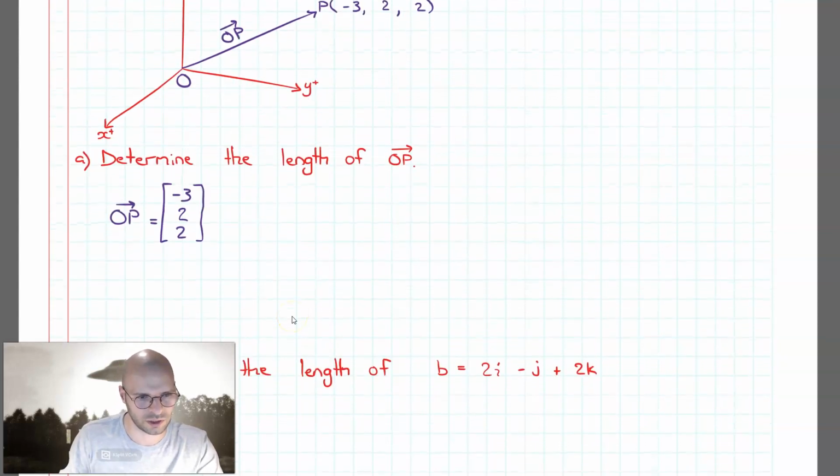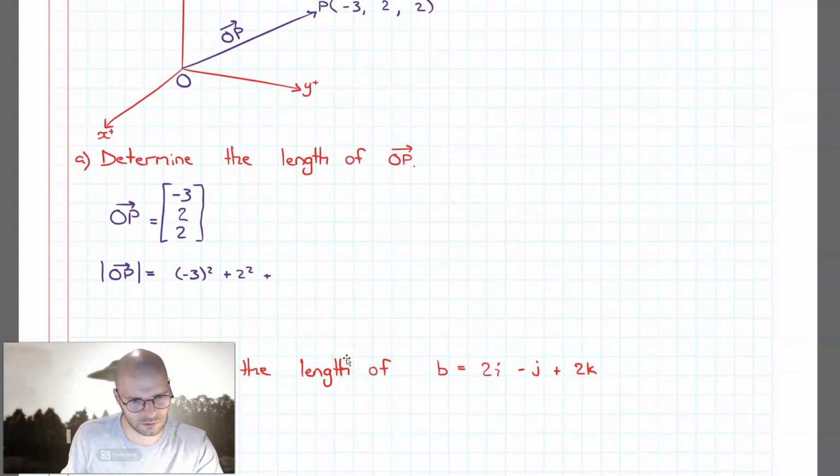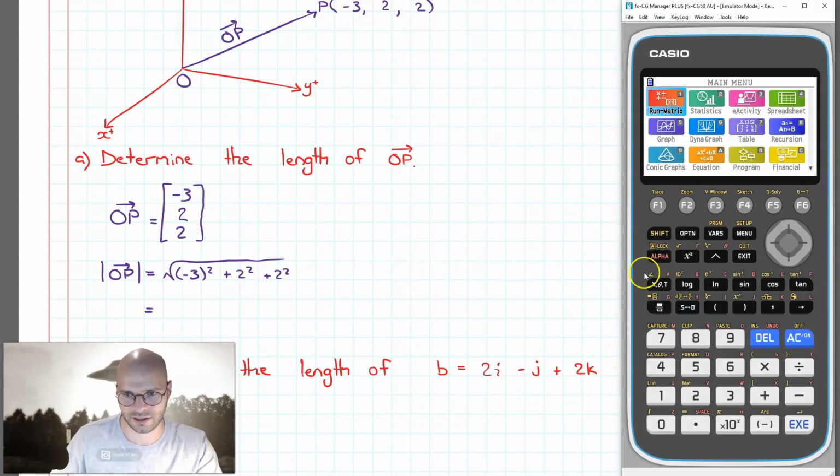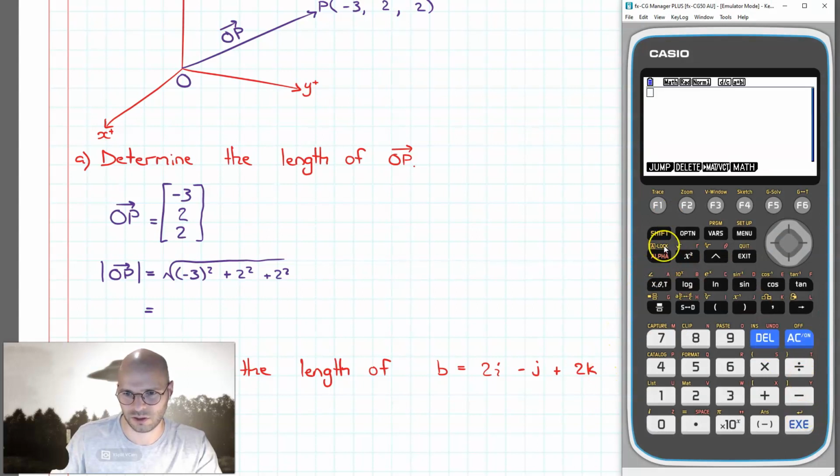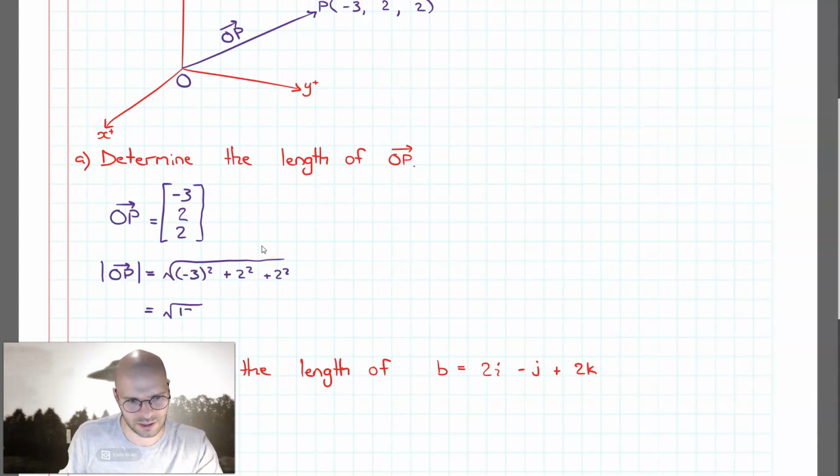Next step is we simply apply Pythagoras' theorem in 3 dimensions, and then we come to our calculators. We're going to run matrix mode and we simply input this. Execute, and lo and behold, we see that the magnitude of this particular vector is equal to √17 units. Now, this is the manual way in which we do this, even though we're using our calculator.